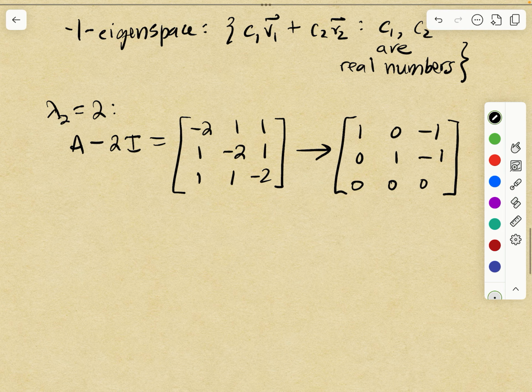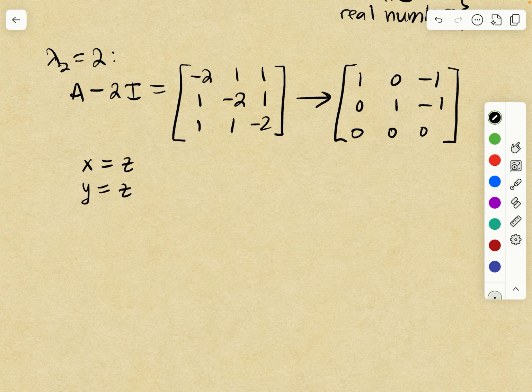The first row is 1, 0, negative 1. Second row is 0, 1, negative 1. Third row is 0, 0, 0. And so now the equations we get are just x minus z equals 0, so that's x equals z. Second equation is y minus z equals 0, that's y equals z. So again, it's easy to just find a vector.